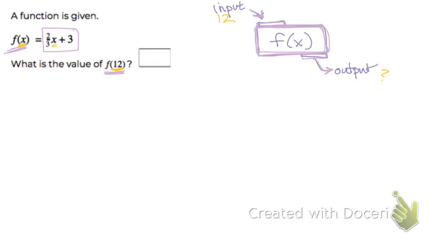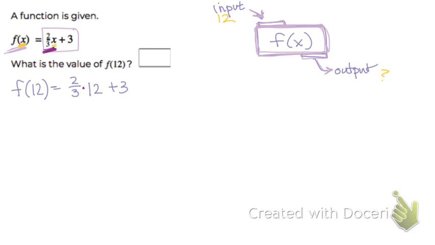So let's do that. So a couple of things. First off, we need to remember when numbers are smushed together like this, 2/3 x, that's saying 2/3 times x. So when we substitute 12 in for x, we need to write 2/3 times 12. So I'm going to put a multiplication dot there.